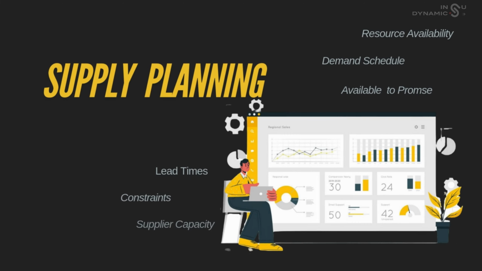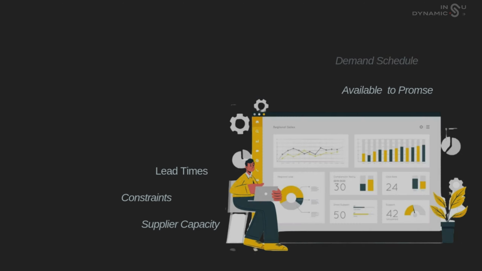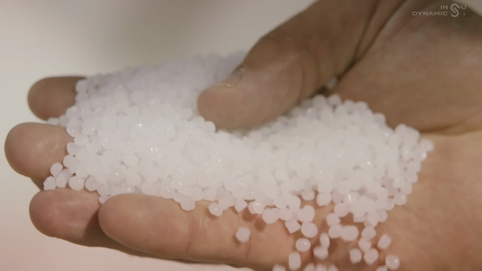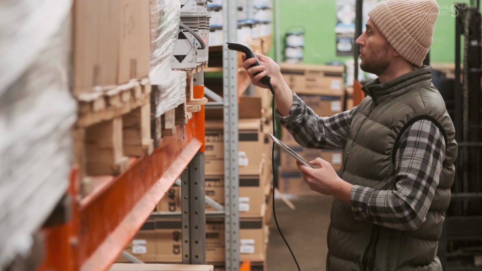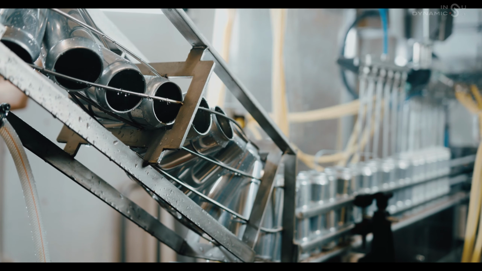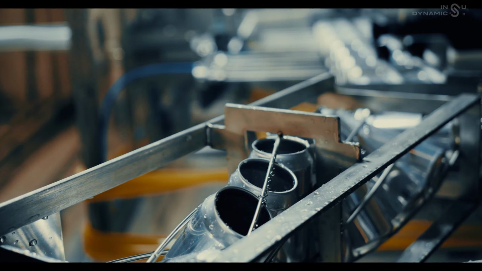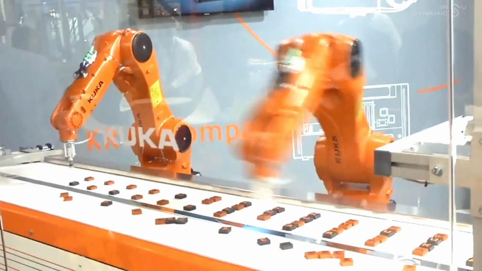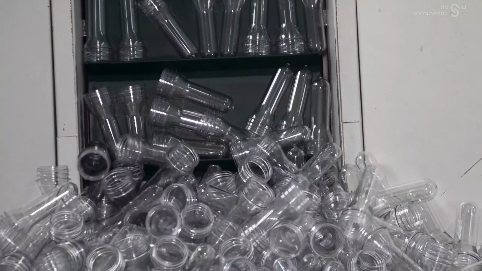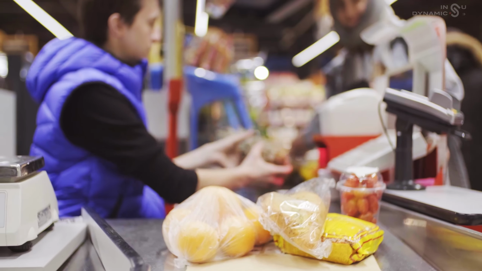Supply planning is about making sure resources are in place to meet demand. This involves working closely with suppliers to get the needed materials, managing inventory levels to avoid too much or too little stock, and setting up efficient production schedules to match demand. By balancing resources effectively, supply planning helps prevent shortages or excess, keeping products ready for customers while controlling costs.